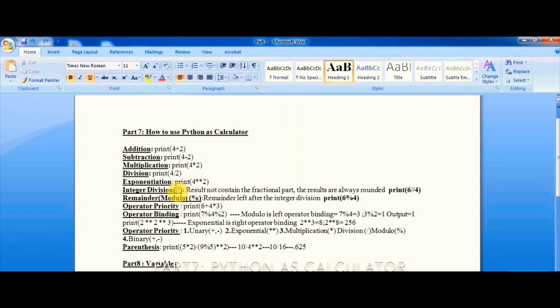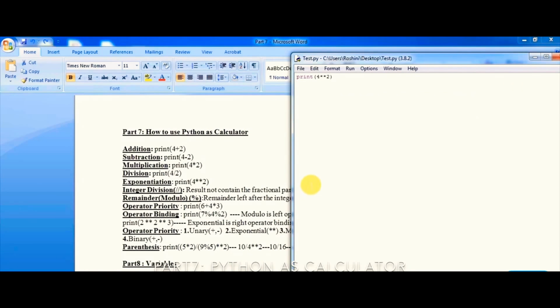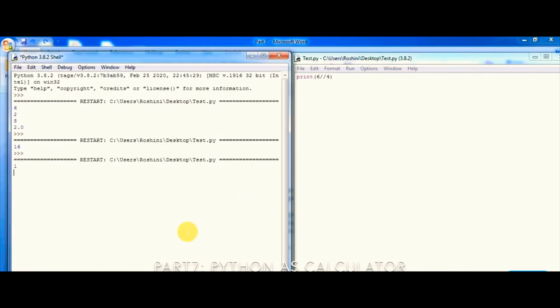Next we are going to discuss integer division. A double slash sign is an integer division operator and its result lacks a fractional part. That means the results are always rounded. 6 double slash 4 gives output as 1 by avoiding the fractional part. Avoiding the fractional part, the integer division operator is different from the standard division operator.